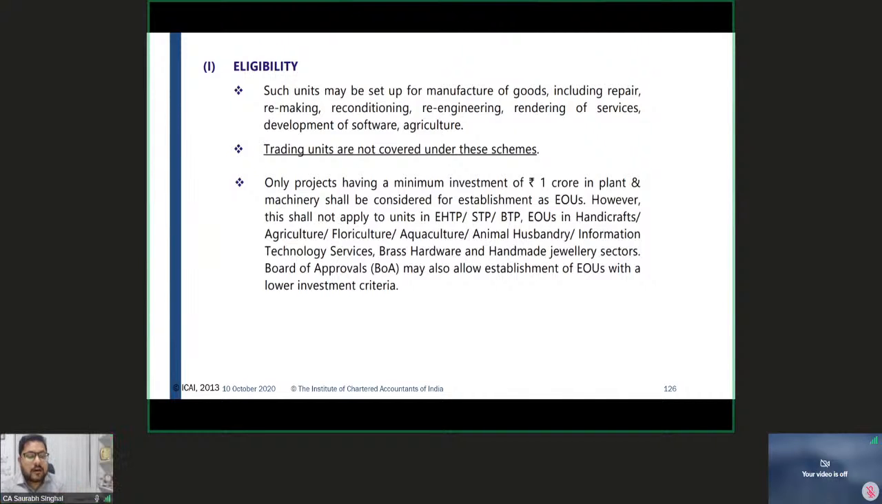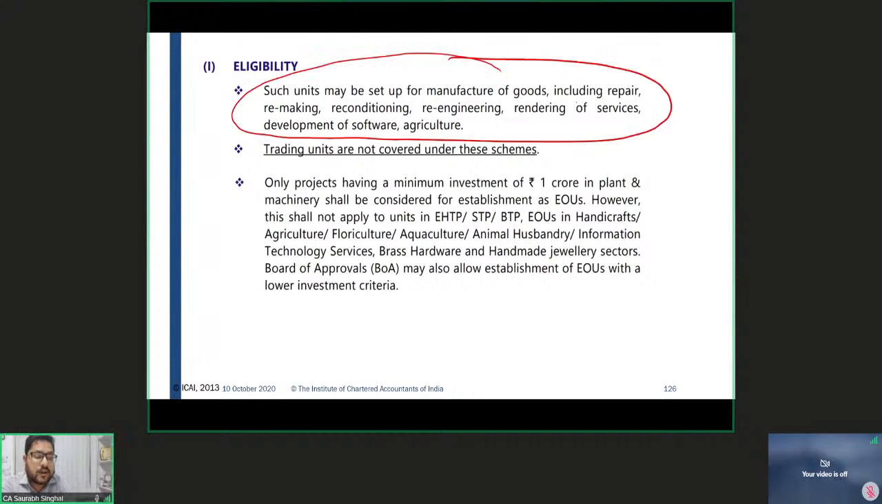Now the point to be remembered is that such units can be set up only for manufacture of goods, repair, remaking, reconditioning, re-engineering, rendering of services, development of software and agriculture. They cannot be for trading. You cannot have an EOU, EHTP, STP or BTP unit just for trading.